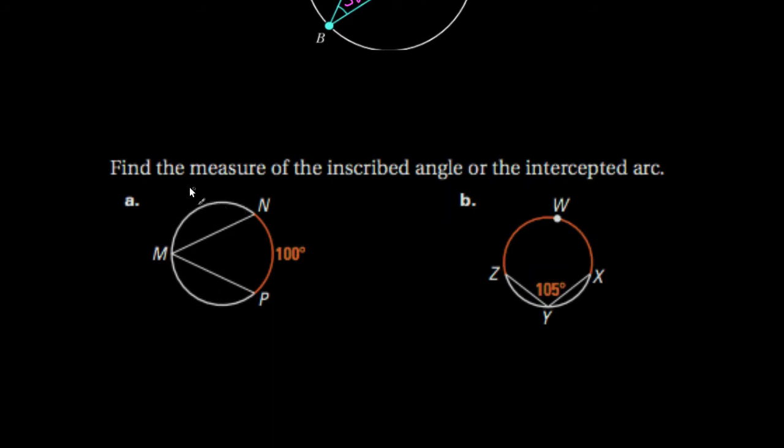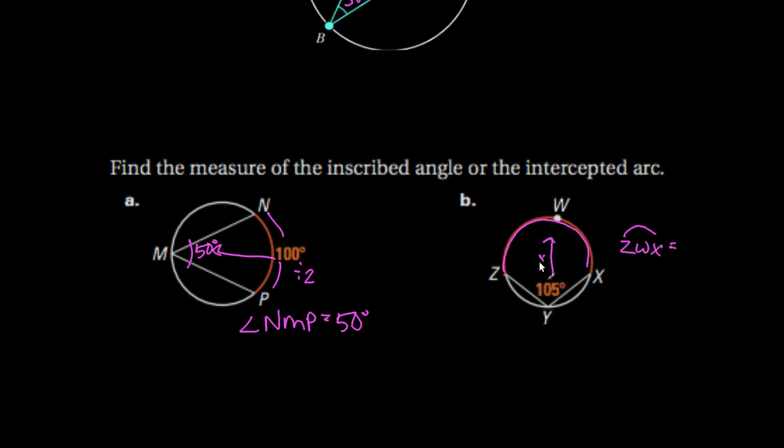So this should be easy. Find the measure of the inscribed angle or the intercepted arc. So this gives us an intercepted arc. To get back to the inscribed angle, we just divide by 2 and we get 50 degrees. Angle NMP is 50 degrees. This time, on the second one, it gave us this inscribed angle. So this arc that it's showing, arc ZWX, is going to be twice as large. So it is 210 degrees. Easy enough.